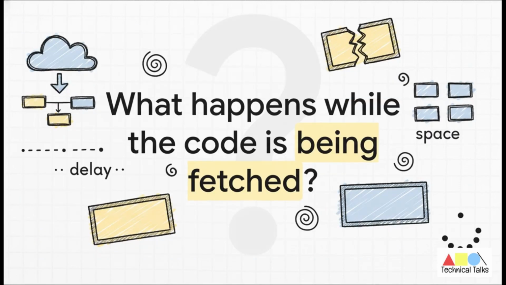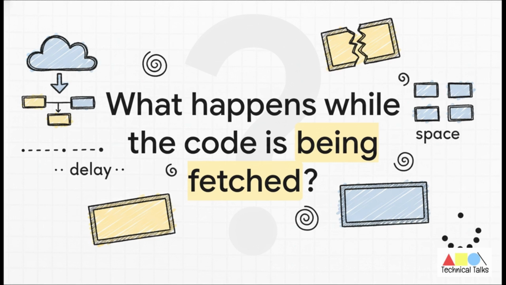But that brings up a really important question, doesn't it? When a user needs that component, the code has to be fetched over the network. That takes time, even if it's just a moment. So what happens in that gap? We can't just show a blank screen or a janky, broken page.